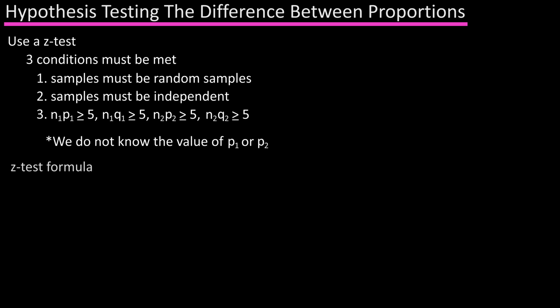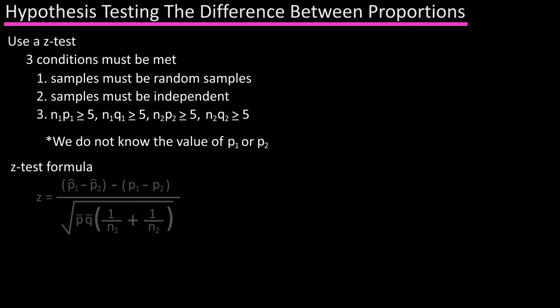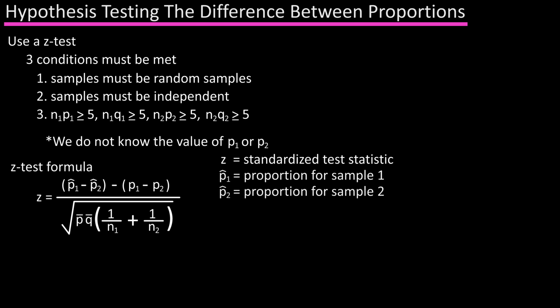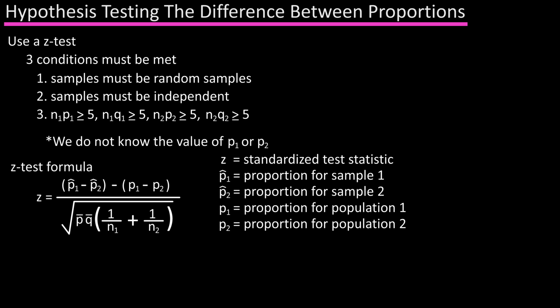And the formula for calculating the standardized test statistic is z equals p hat 1 minus p hat 2 minus p1 minus p2 divided by the square root of p bar times q bar times 1 over n1 plus 1 over n2. In this formula, z is the standardized test statistic. P hat 1 is the proportion for sample 1, p hat 2 is the proportion for sample 2, p1 and p2 are the population proportions, which we always assume are equal. P bar is a weighted estimate of P1 and P2.